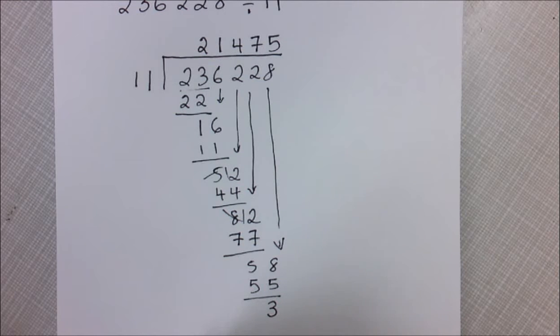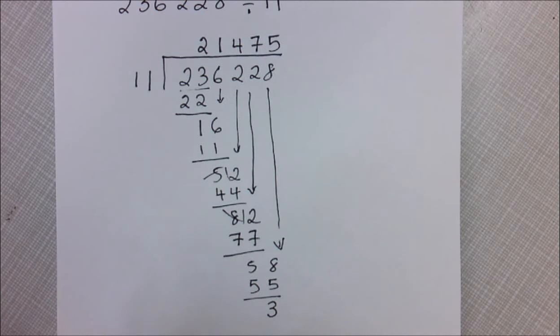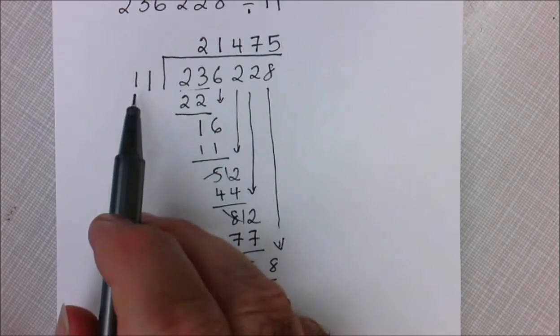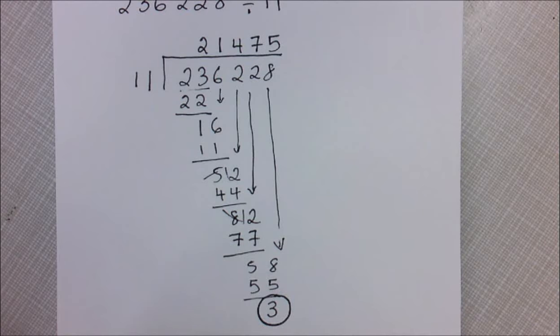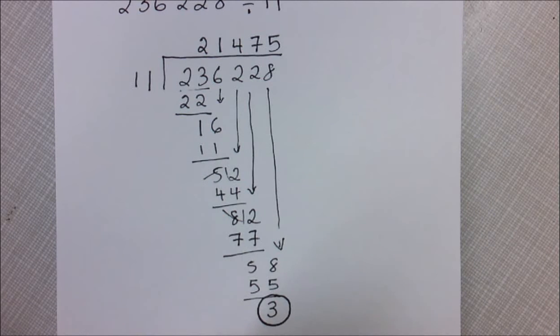Okay, so this tells us that 11 is not a factor of 236,228. It doesn't go into it evenly. Okay, we've got this, what we call remainder left over. So we've got 3 parts of that 11 left over. Okay, and since it's 3 parts of 11, we can represent that using a fraction.